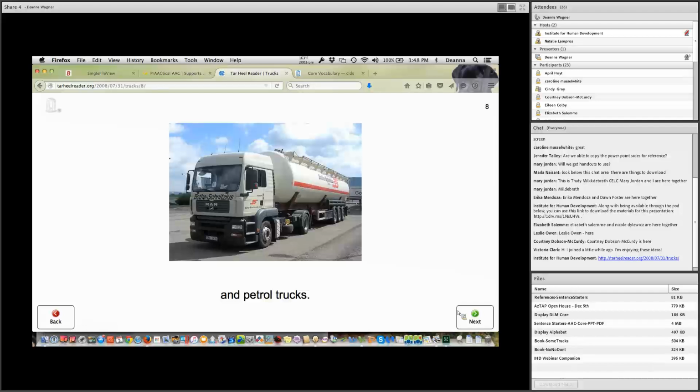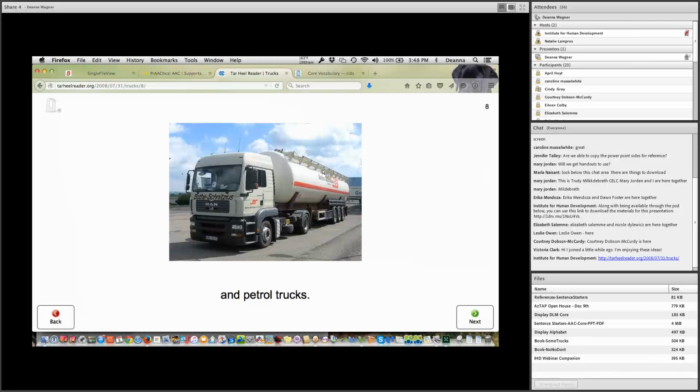And then this page, you see it says petrol trucks. So what I did was, from the first page, downloaded it and edited it within PowerPoint so we could change this page to say gas trucks instead of petrol trucks. You can also, when you have a login to Tar Heel Reader, go in and edit somebody else's book.